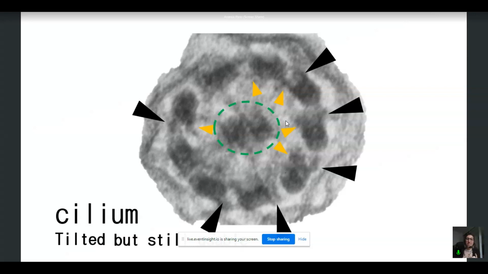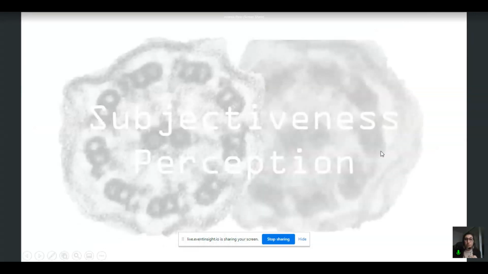So I started to think, okay, but I am training this machine, so maybe I'm biasing the machine with my own knowledge, okay? And I really wanted to put this here to sensitize for the subjectiveness and perception of the human mind and how this might be impacting this training and, in the end, all the results.